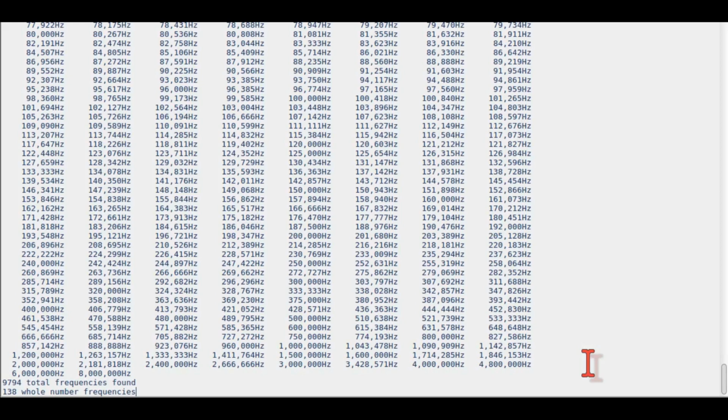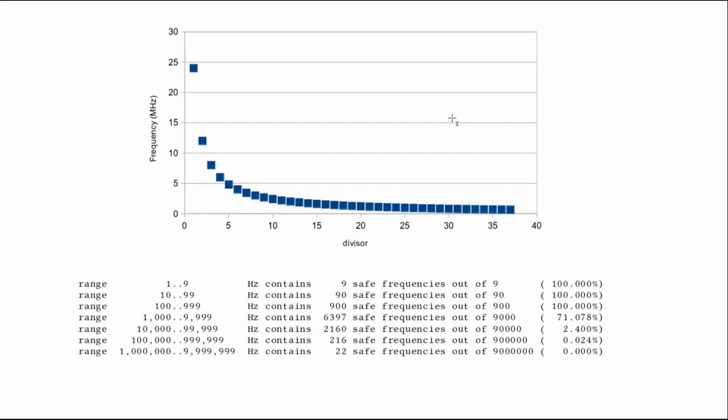When scrolling through the list, did you notice the skewed distribution? It takes seemingly forever to get from 1 hertz to 10 kilohertz, but then it gets much faster to reach the megahertz range. This rough chart shows how the safe frequencies are distributed. The lower the frequency, the more divisors exist, and higher frequencies have very few divisors. This is of course no surprise, as dividing by 2 already halves the frequency and dividing by 3 thirds it, while there's not much difference when dividing by say 500 and 501.